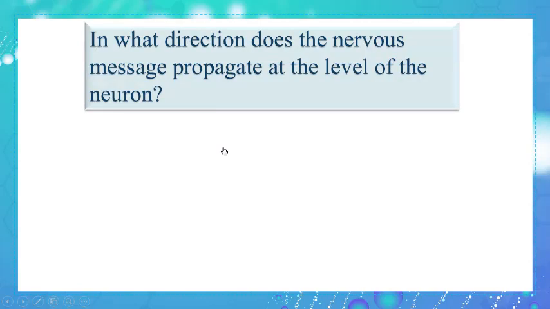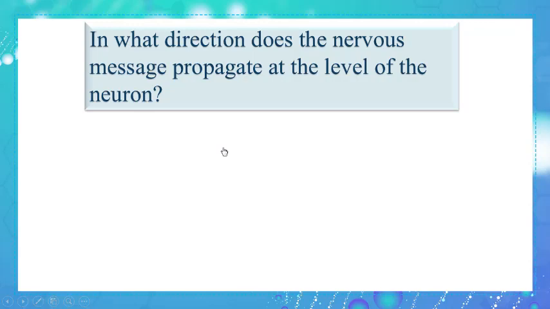At the beginning, we all know that the nerve message always traverses the neurons, and we have studied in the previous videos that the neuron is the main functional and structural unit of the nervous system, which conducts nerve messages or impulses. Such a neuron has 3 major parts: dendrites, cell body, and axon with terminal buds. Here comes up the following question: in what direction does the nervous message propagate at the level of the neuron?